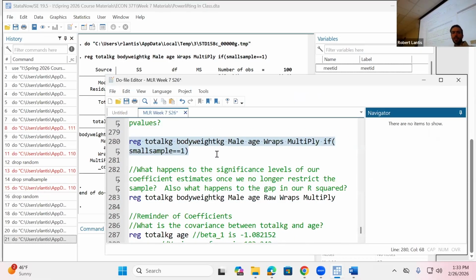Any questions on that idea before we keep moving? Okay. Oh, what do I have here? Okay, this is a good point.